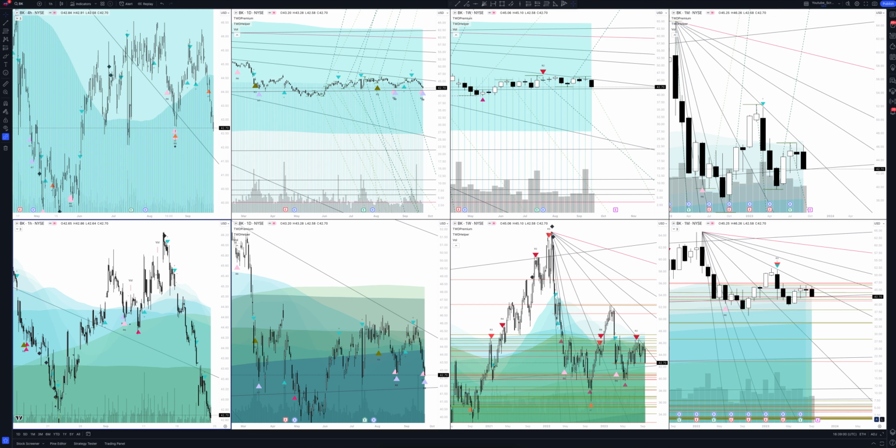Today we will take a look at Bank of New York Mellon stock. Let's analyze the market situation and find out how you can make money on it. Let's start.